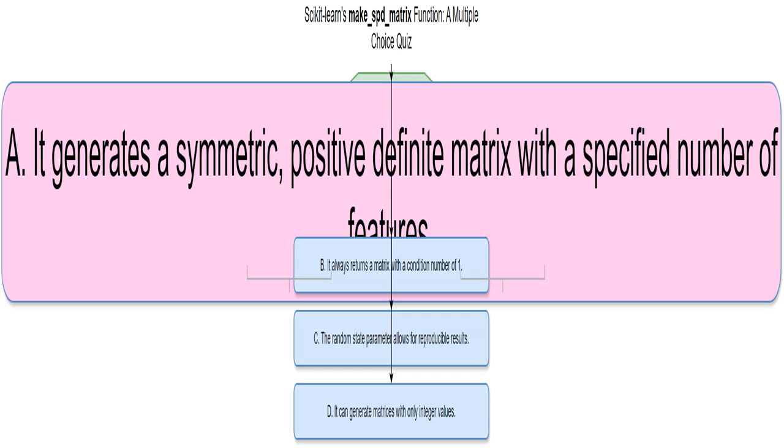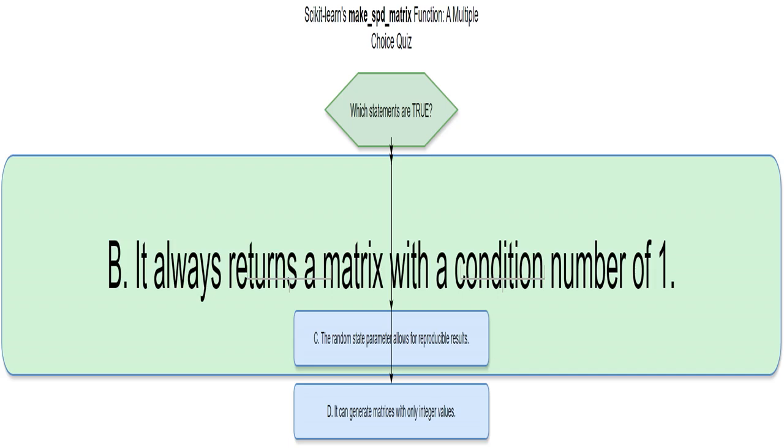This statement is correct. The make_spd_matrix function's main job is to create matrices that are both symmetric, meaning they look the same when flipped across their diagonal, and positive definite, meaning all their eigenvalues are positive. You can also control the size of the matrix. This is incorrect. While the function aims for well-behaved matrices, a condition number of exactly 1 is not guaranteed. A condition number close to 1 is better, but 1 is a very specific outcome.